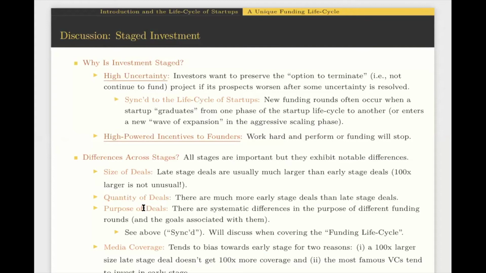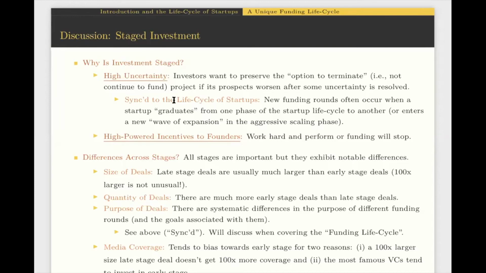With startup investment, it limits the downside to investors, right? Because if the company never achieves product market fit, they lose $1 million, but they don't lose the full $15 million. And the flip side is, from the perspective of founders, if things go well, they don't need to sell as much of the company as they would if they tried to finance everything up front. So there are benefits to both sides in terms of staging financing because of the high level of uncertainty that startups have.